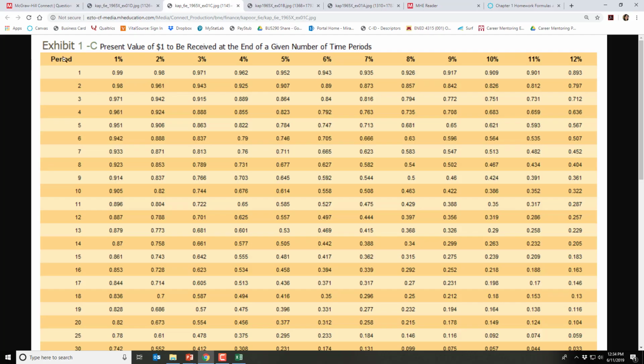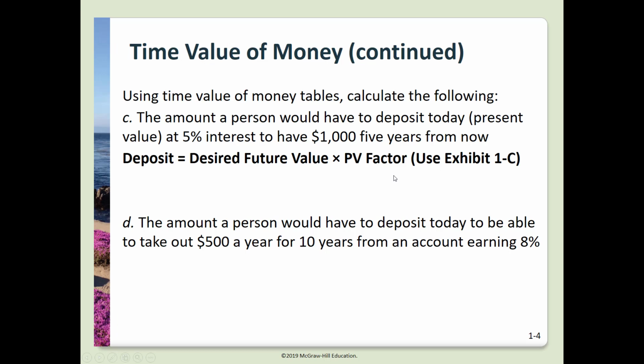So I'm looking at the period. Here's my going down to my 5 years. So I'm going to go to the column that says 5%, and I'm going to go down until I get to the 5 years row. So that's 0.784. So plugging in my numbers into the formula, there's my $1,000 I want in the future, and my present value factor of 0.784. Multiplying them together in my calculator, we get $784 for our deposit today that we need. Let's go ahead and do part D.